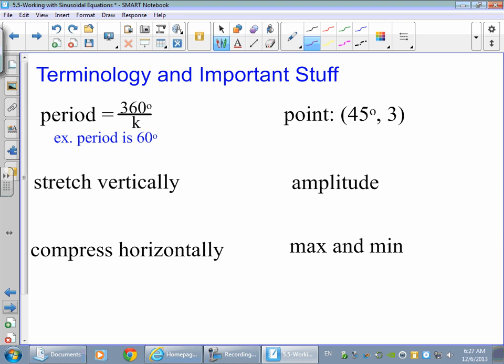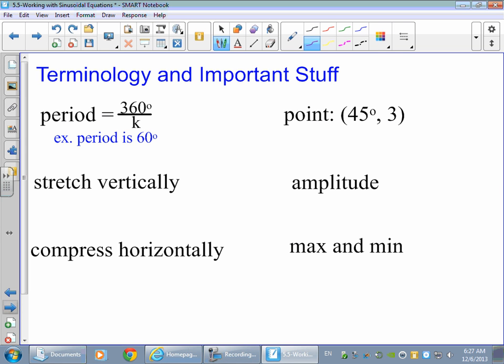So just some important terminology here now. What are you going to see? Much like a word problem, the wording could be different depending on where you're pulling the question from, and you need to interpret a little bit of what's there. Period, we saw the formula there. Period is 60 degrees. So I was going to do an example.